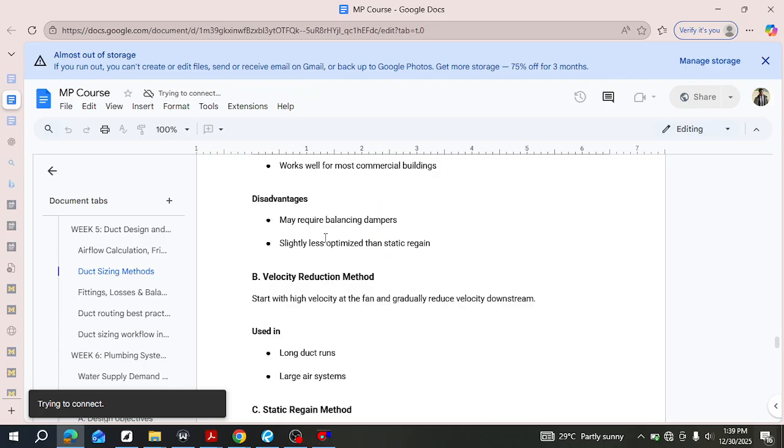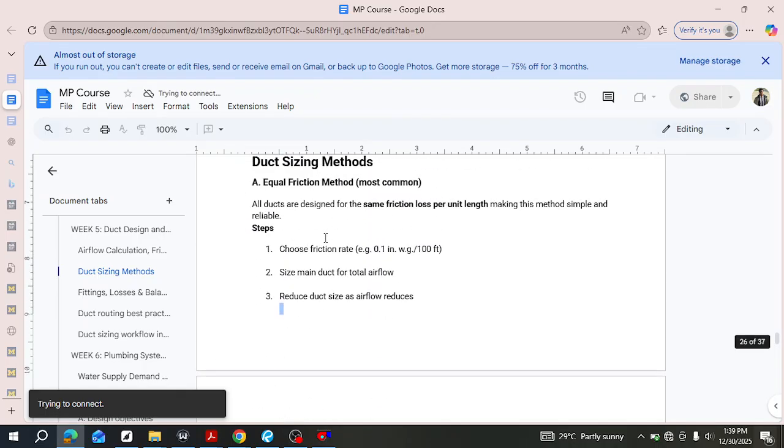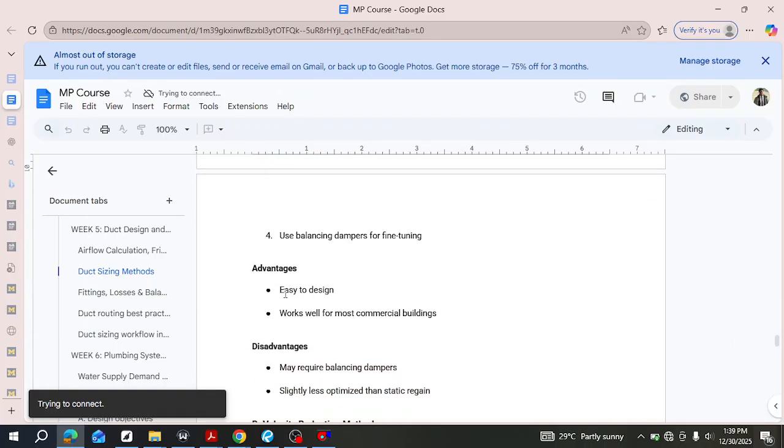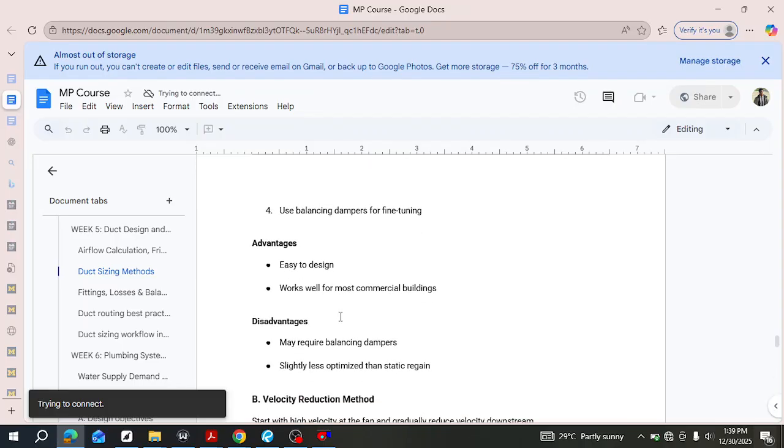So the disadvantages now, of this method, this equal friction method, right? The advantages of that method are that it is good for design, easy to design rather, and it works for a lot of commercial buildings, except in specific special cases. The disadvantage is that it usually requires balancing, because you're using the geometry of the ducting and the location of the other types of ducts to achieve that balancing. So most times you need assistance by adding balancing dampers.